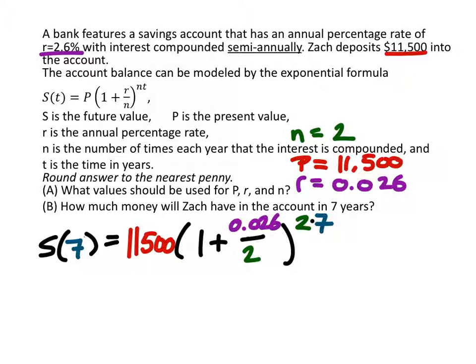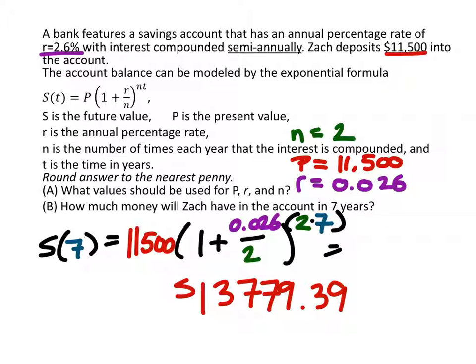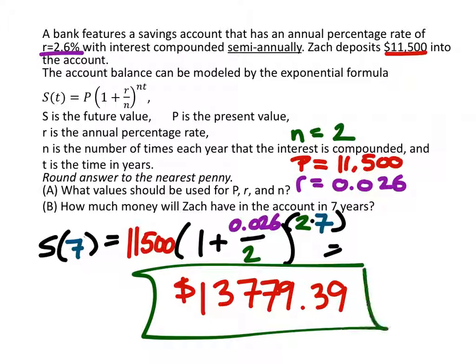And you could type this into the calculator, exactly like we see it right there. Now, in any case, you could simplify it by using the order of operations. I'm just going to use the calculator because we want you to. And if you do, you may want to put that in parentheses, just so it knows that it's the exponent of 2 times 7. Or just change it to 14, either way. All right, so after 7 years, Zach, assuming he didn't touch the money, would have $13,779.39. Bam.